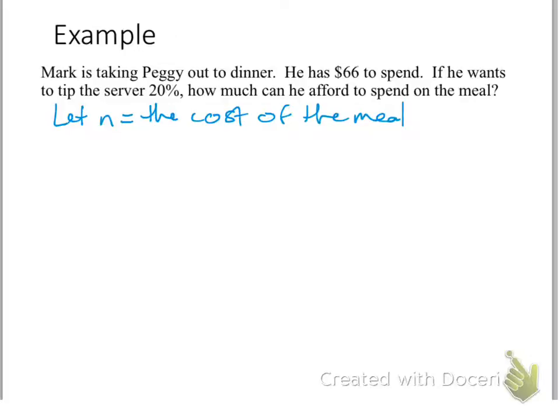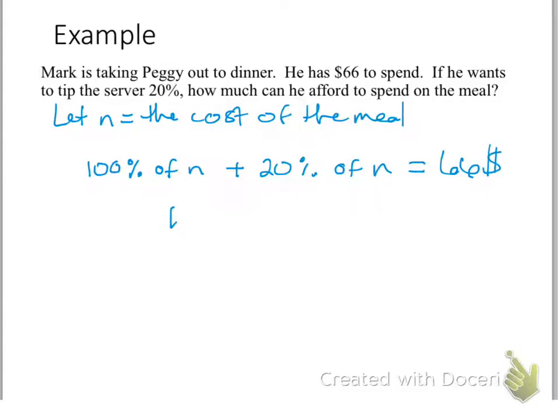Alright, so we've got the cost of the meal, which is 100% of n, plus we've got the tip that he wants to pay, 20% of the actual meal, and that's going to give us a total of $66. Another way to think about this is 100% of the cost of the meal plus 20% of the cost of the meal times the cost of the meal.